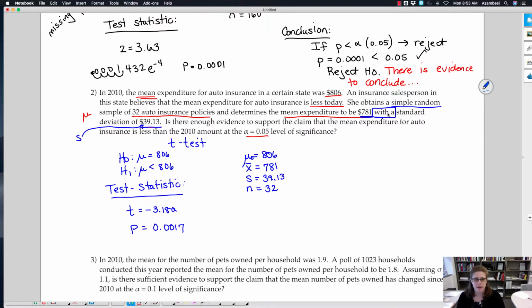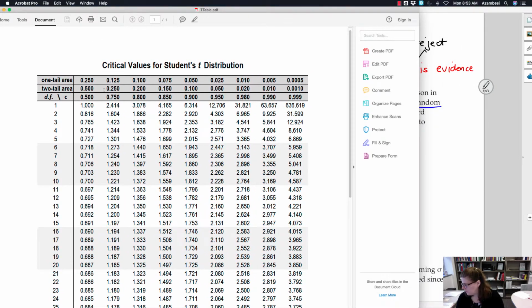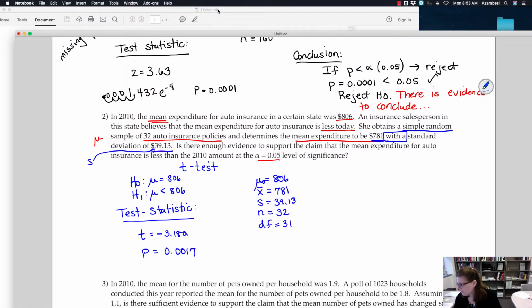Now, if you are using a table and you need to find a p-value for t, there is one additional step. What we need is what's called the degrees of freedom. Degrees of freedom is always equal to n minus 1. So here, 31.